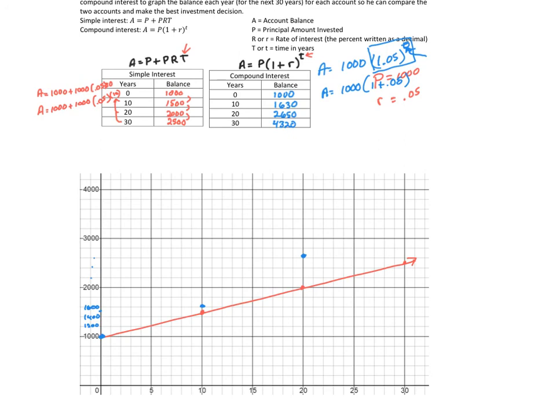And 30 years, 4,320. So 4,320 is like off the graph. Oh, man. It's okay. Remember, these lines go by 200. So this is 4,200. The next line would have been 4,400. So 4,320 is right in between there. It's way up here. So not a straight line. That one's curved.